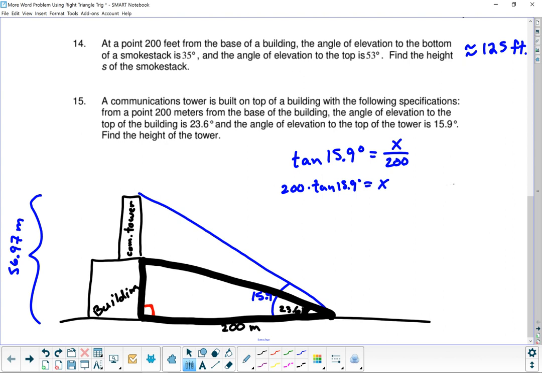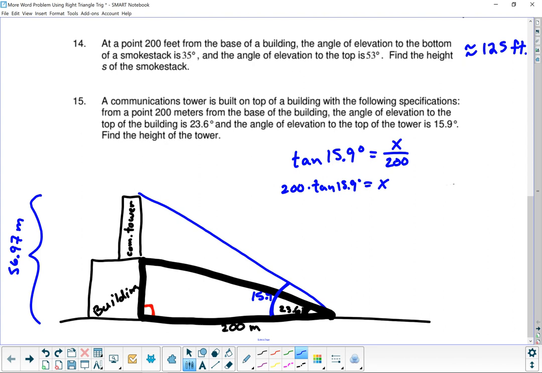Oh, did I use the wrong numbers? Let's see. I think I got the numbers backwards, because that blue angle, there's no way this blue angle could be 15.9. Let me read it again.